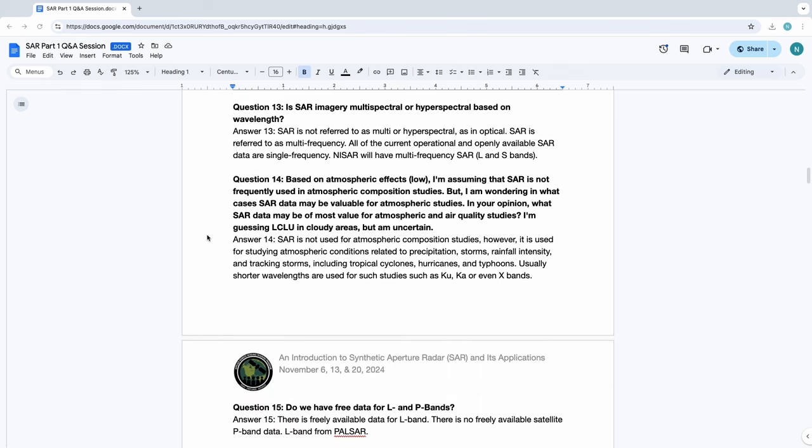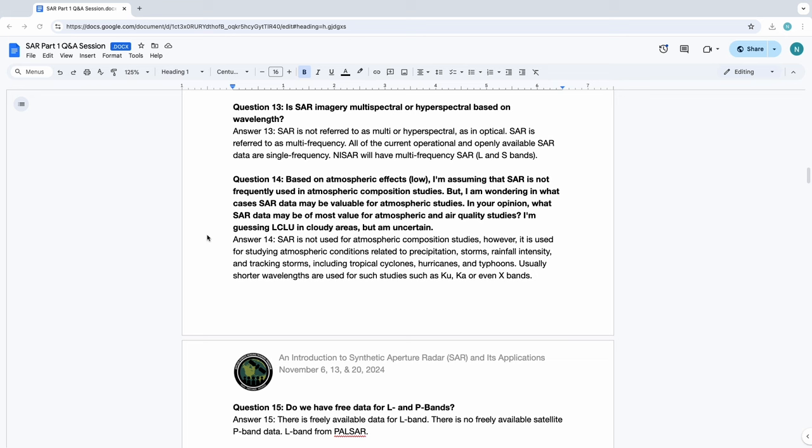Question 13, is SAR imagery multispectral or hyperspectral based on wavelength? Yeah, so in SAR, we don't use the term multi or hyperspectral as you do in optical. When you have multiple wavelengths or frequencies, you call it multi-frequency SAR. There is no currently operational and openly available SAR data that is multi-frequency. All of the openly available operational SAR data sets are single frequency. However, NISAR will have multi-frequency. It will have L and S bands.